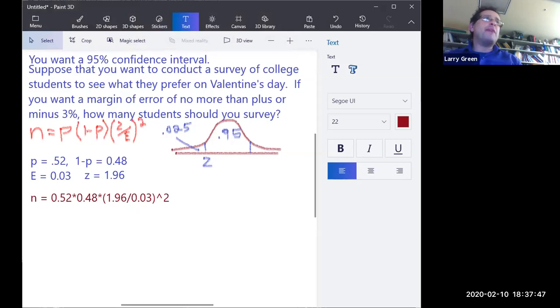Okay, and you can pop that in your calculator. This isn't fancy calculator work or anything. I'm just going to stick it in Google: 0.52 times 0.48 times, in parentheses, 1.96 divided by 0.03, and then square. And it gives me 1065.4. So let's write that out.